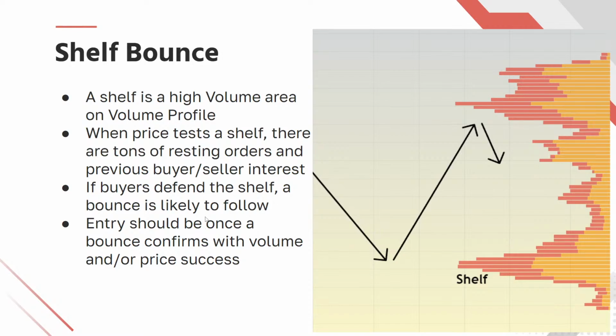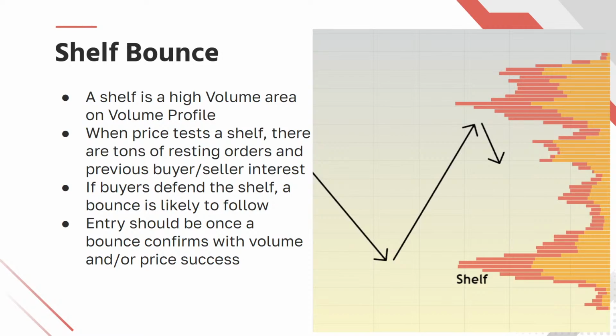Like I was just saying, your entry should be once a bounce confirms with volume and or price success. So I'm talking about things like an engulfing candle with high volume, or a high volume lower wick that touches the shelf and then bounces back to where price was.